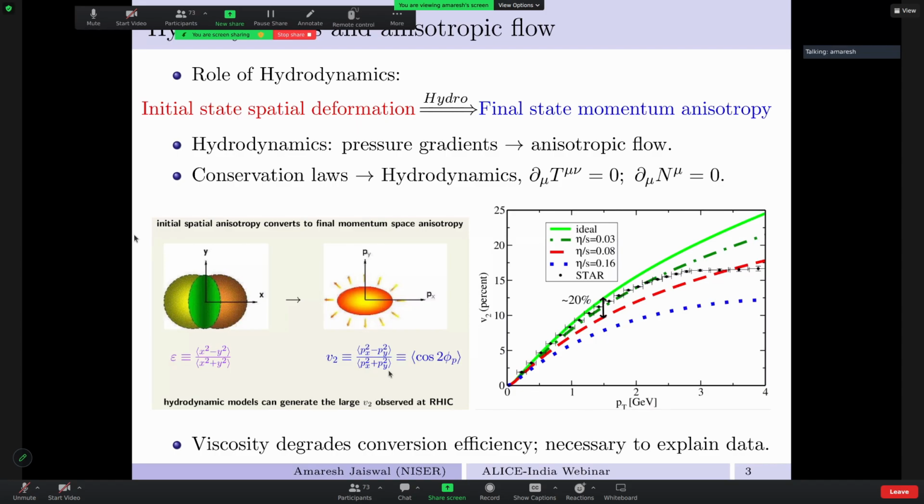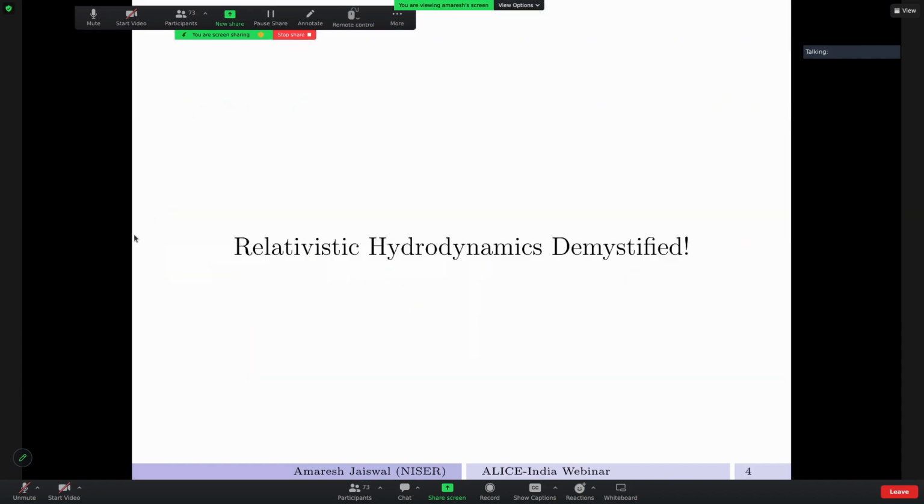Okay. So in this talk I will also discuss what viscosity implies, what viscosity means, and how it affects the observables. So the first part of the talk, hydrodynamics, in a very simple form.